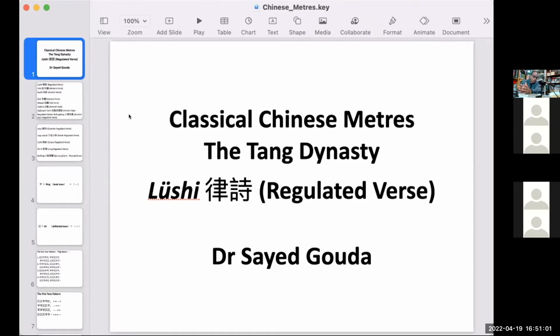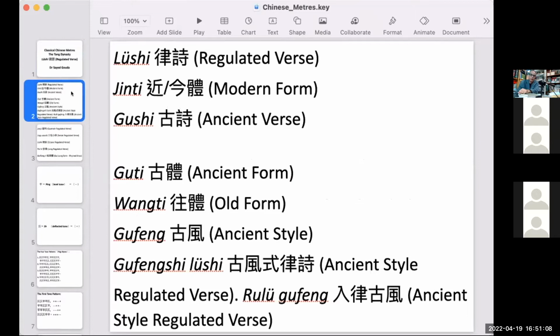Today we'll focus only on the meter that prevailed in the Tang Dynasty. It came under different names. For example, you may refer to it as Lüshi. In English, it's usually called regulated verse, meaning it comes in a pattern repeated again and again. You can also refer to it as Jintishi, meaning close or near, or in English, modern form. This comes in contrast to the Gushi, the ancient verse that prevailed before the Tang Dynasty.